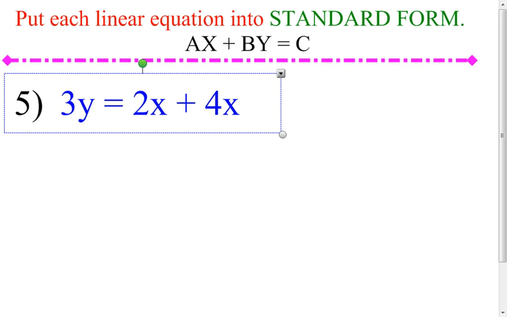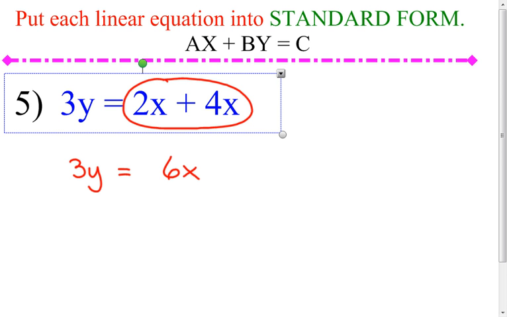All right, this one is a little tricky because it looks like you have more than one variable there, but you do not. You need to notice that your 3x and your 2x and your 4x can be combined to make 6x, so that might make it easier right off the bat. This one is linear because you only have 2 variables. You have no exponents, no variables multiplied together, and no variables in the denominator. So I know it is linear, but it is not in standard form.